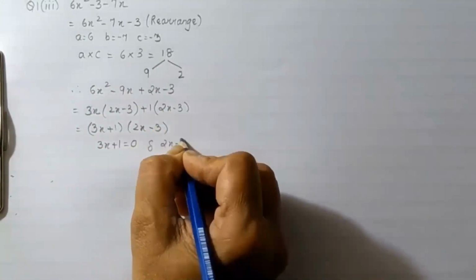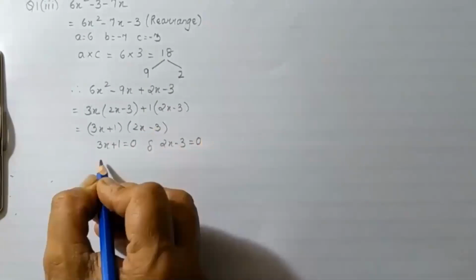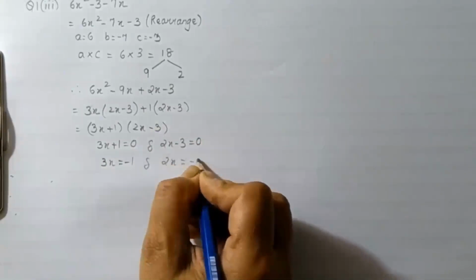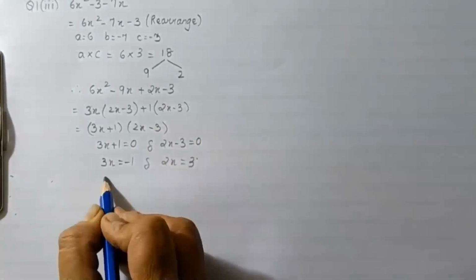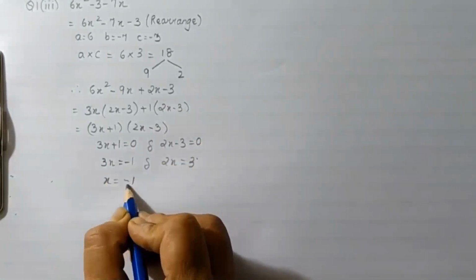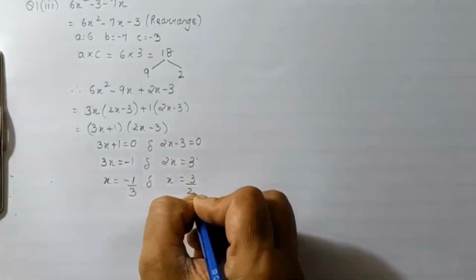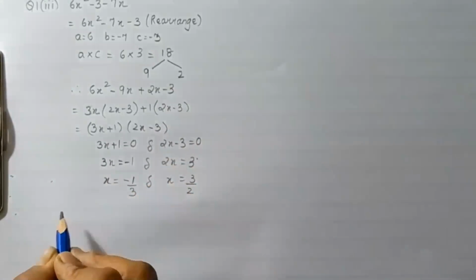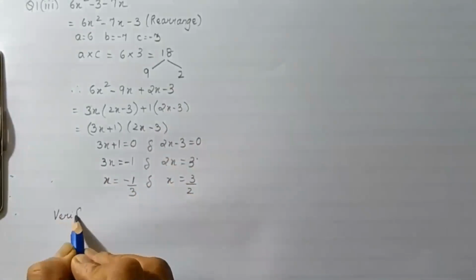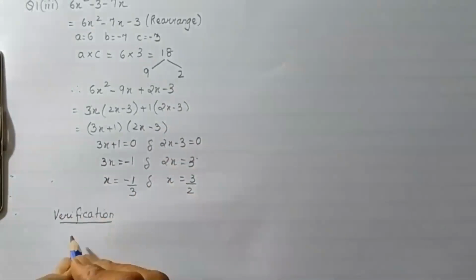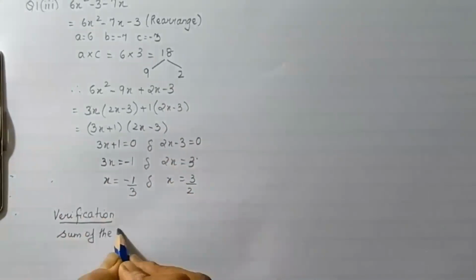Now we are finding the zeros. 3x plus 1 is equal to 0, so 3x is equal to minus 1, and 2x is equal to 3. So x is equal to minus 1 upon 3, and x is equal to 3 upon 2. So these are the two zeros, minus 1 upon 3 and 3 upon 2. Now let's verify. So this is the way you have to write the sums to get full marks.